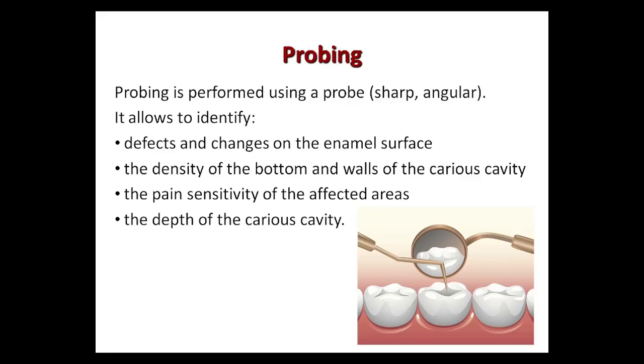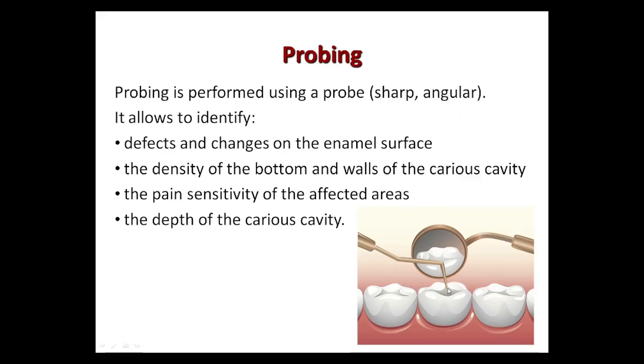After inspection, we move to the third method, which is called probing, and we use a special instrument which is called a probe. It is sharp and angular. This is the probe, the instrument for probing.